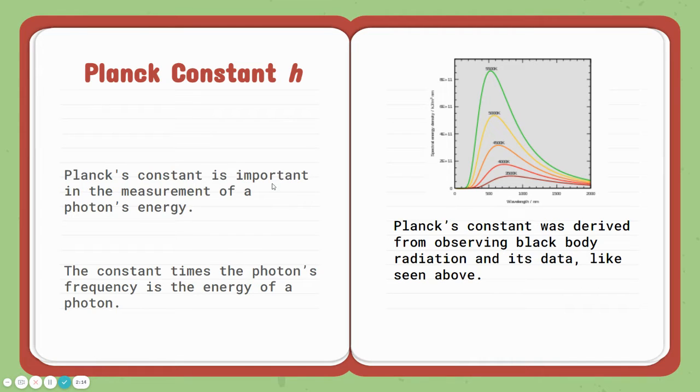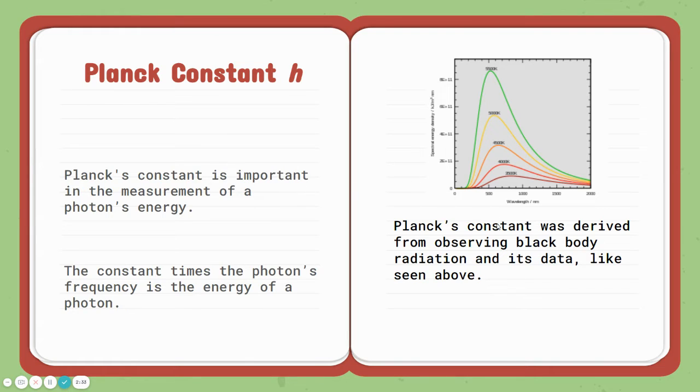The next constant is Planck's constant, which is little h. Planck's constant is important in the measurement of a photon's energy level. The constant times the photon's frequency is the energy of the photon. So this is a really important physical constant that is used to measure energy in light.